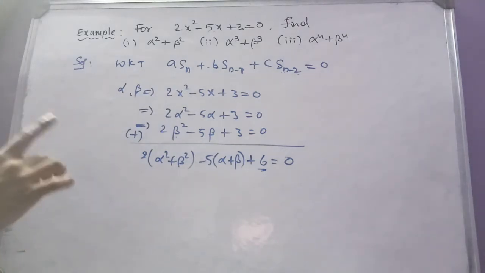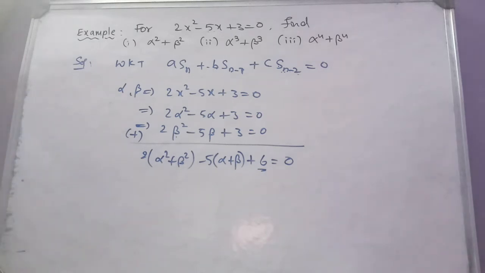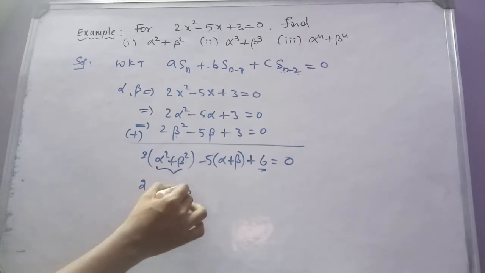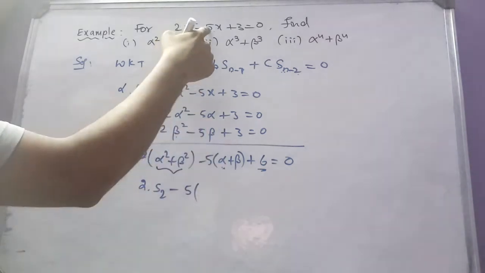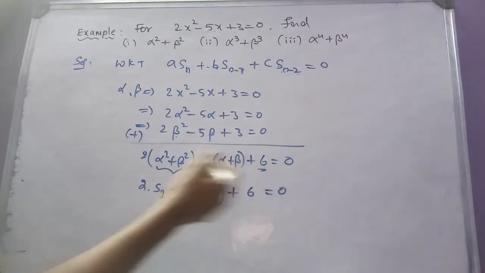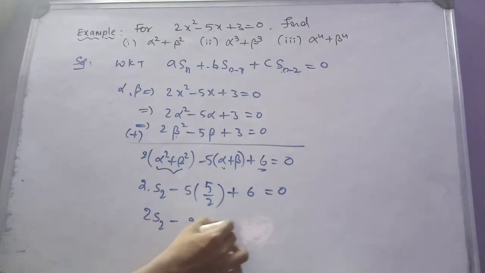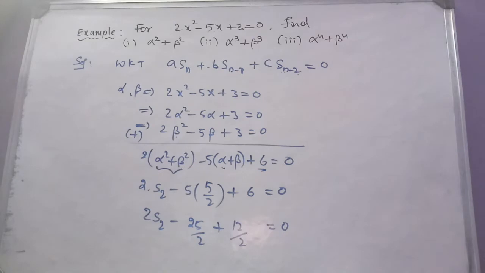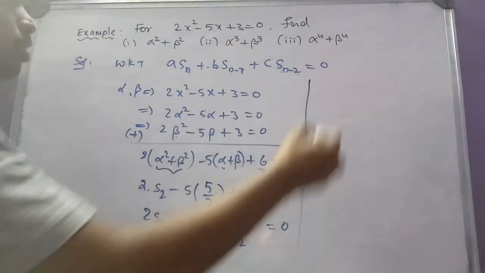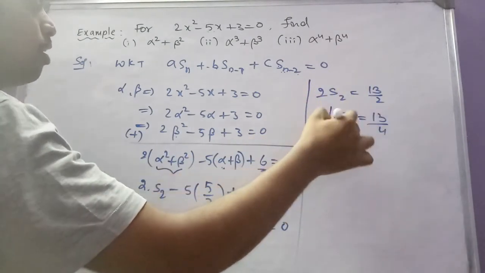So we should not take n is equal to 2. You have to change the condition also, where n is greater than 2. Remember that. Okay. So anyhow, this is what we are supposed to find, right? 2 into s2 minus 5 times alpha plus beta. Sum of the roots is minus b by a. That means 5 by 2, plus 6, is equal to 0. So 2s2 minus 25 by 2 plus 12 by 2 equal to 0. So minus 25 by 2 plus 12 by 2 is minus 13 by 2. Take it to the right side. So 2s2 is equal to 13 by 2 and hence s2 is equal to 13 by 4.